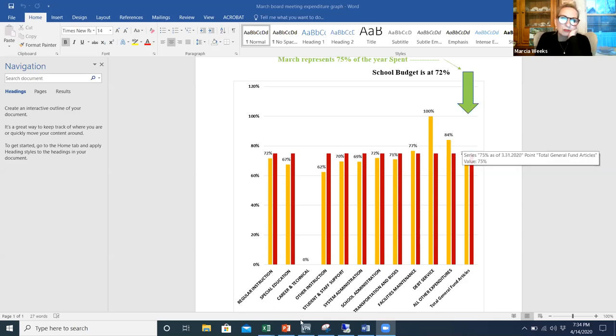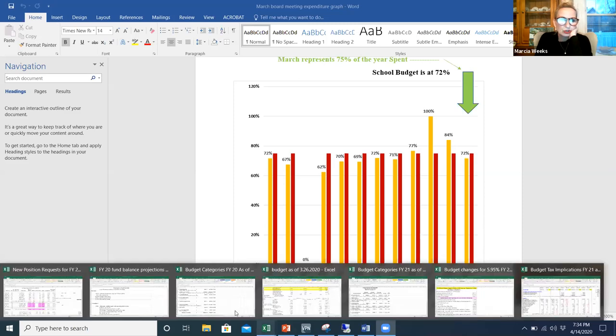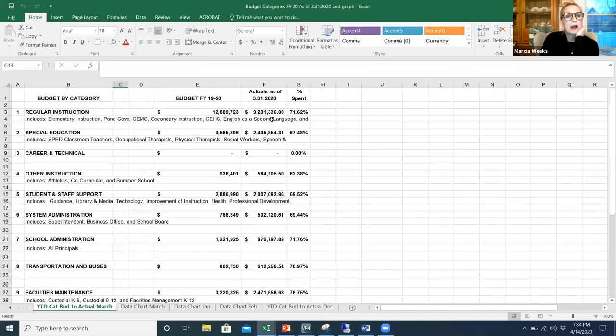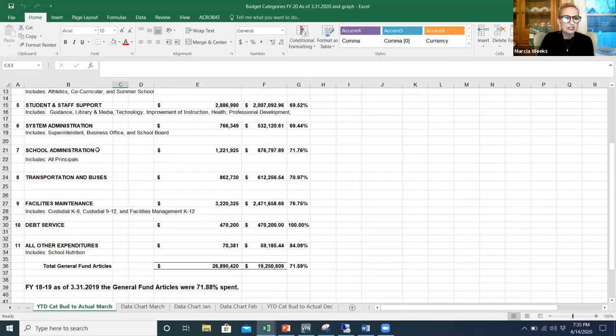I'm going to jump over to here. So here we are with our budget articles. This is the detail, all the backup that goes into that graph. And this is the actual document with our official articles, our 11 articles, as you can see. And down the bottom, this is where I usually put last year compared to this year. As you can see, the actual rounding, 71.59% spent this year. Last year at this time was 71.88% spent.